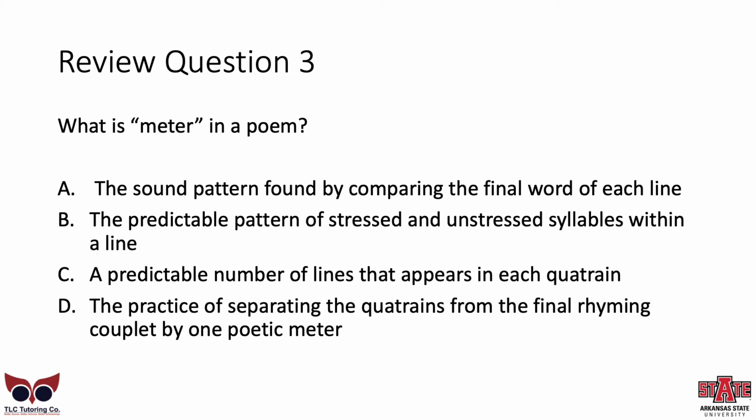What is meter in a poem? A. The sound pattern found by comparing the final word of each line. B. The predictable pattern of stressed and unstressed syllables within a line. C. A predictable number of lines that appears in each quatrain. Or D. The practice of separating the quatrains from the final rhyming couplet by one poetic meter.